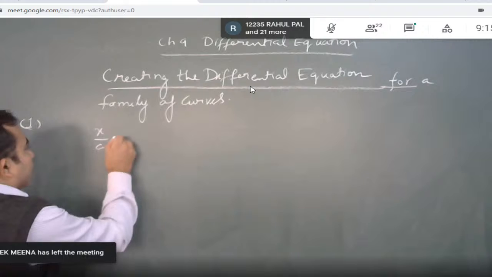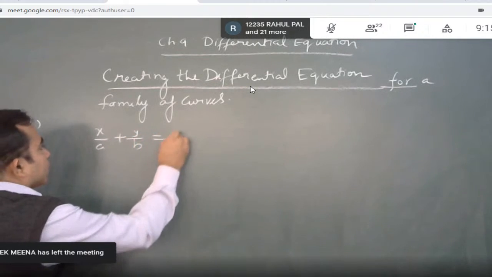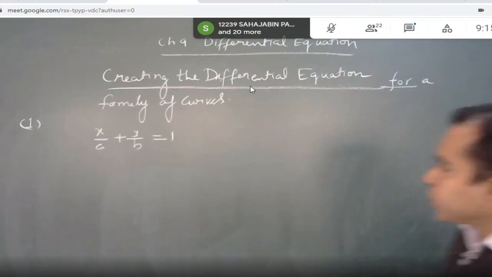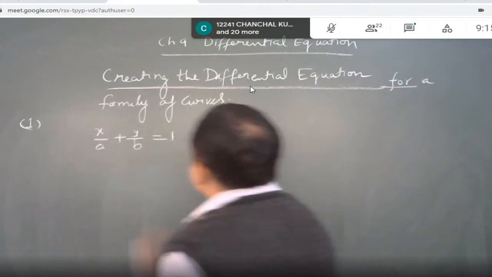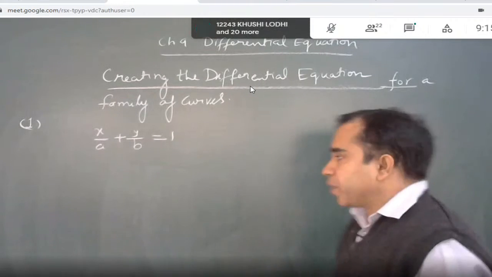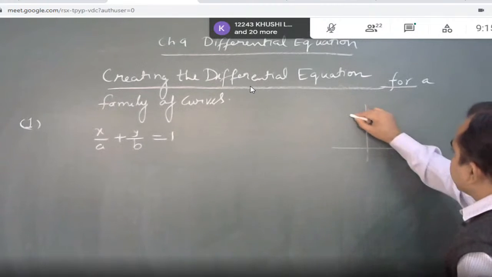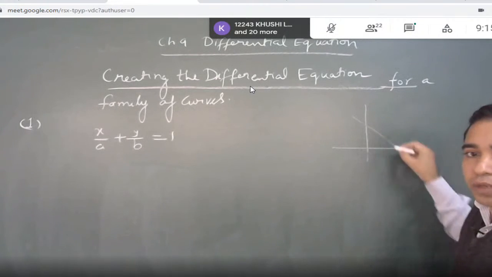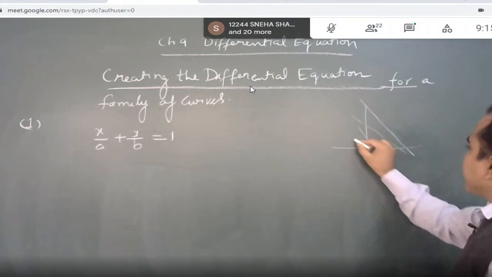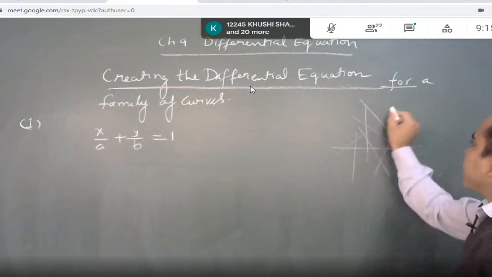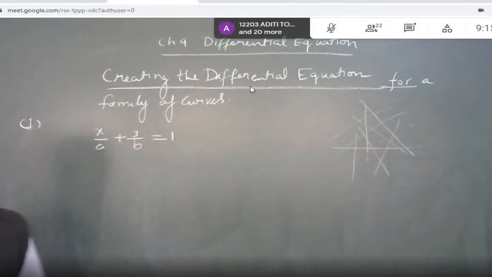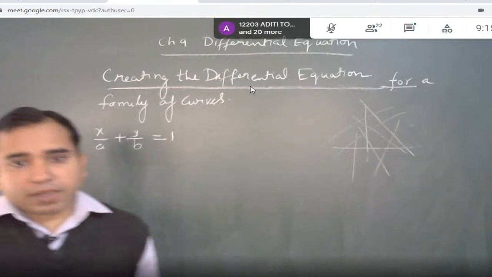Okay. First of all, you tell me this represents what? Intercept form of line. Yes, this is the equation of a line in intercept form. A and B, some values you put, you will get one line, some other values you put, some other line. Different lines you will get. So this represents a family of lines. To create the differential equation, we have to eliminate a and b.